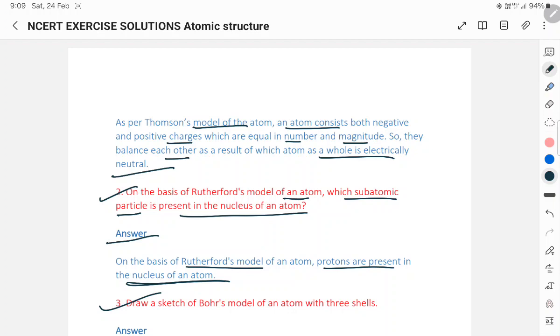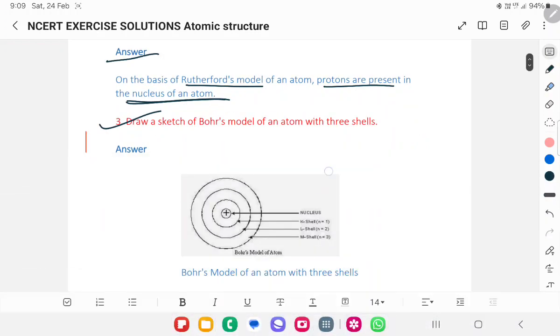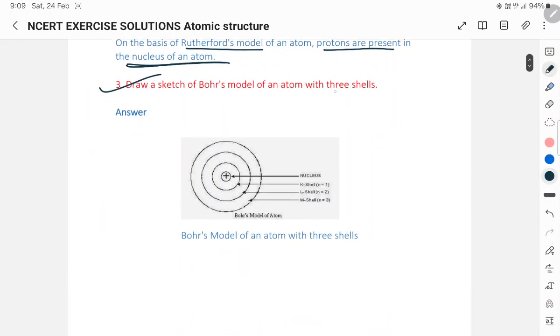Next question, draw a sketch of Bohr's model of an atom with three shells. So this is the nucleus, this is the first shell, second shell, this is the third shell. Their names are mentioned here. So this is Bohr's model of an atom with three shells.